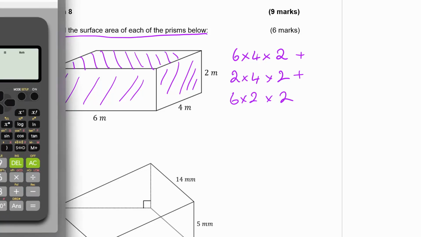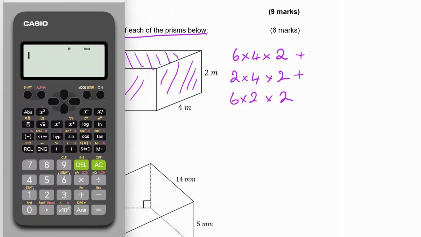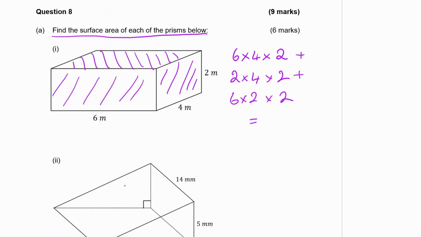So I'm just going to do that on the scientific. So I've got 6 times 4 times 2, add 2 times 4 times 2, add 6 times 2 times 2. That all gives me 88, and that would be in square meters.